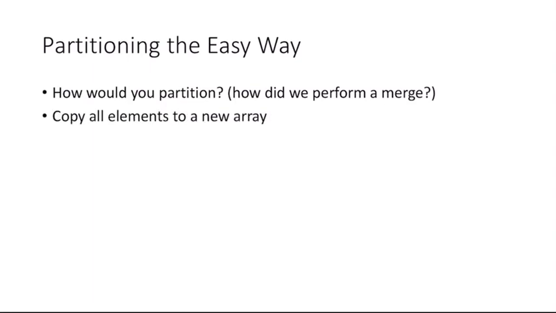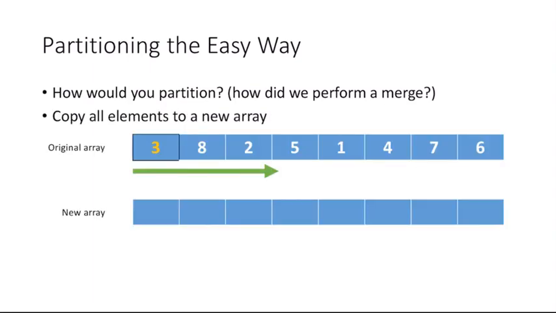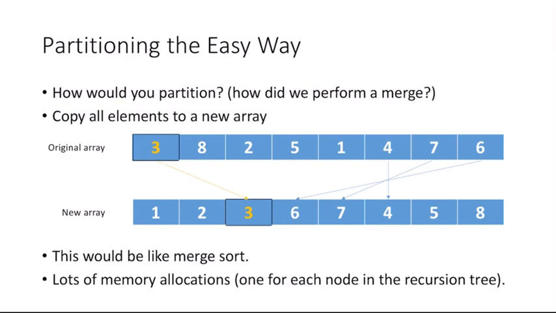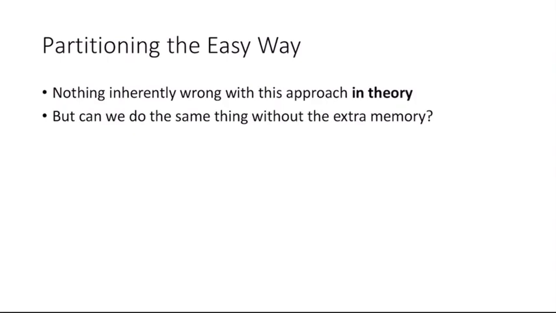Alright, well, how does partitioning work? The easy way is to do essentially exactly what we already discussed. We'll just copy all the elements into a new array. So we'll put the 8 at the end, the 2 at the front, the 5 at the end, the 1 at the front, and so on, and we'll just keep copying everything into a new array. This would be kind of like how merge sort worked. Inside of our merge routine, we had a left and a right, and we copied those into a combined array. So we had to allocate new space. There's nothing really inherently wrong with this in theory, but practically we can be a lot more efficient if we don't require that extra memory allocation.